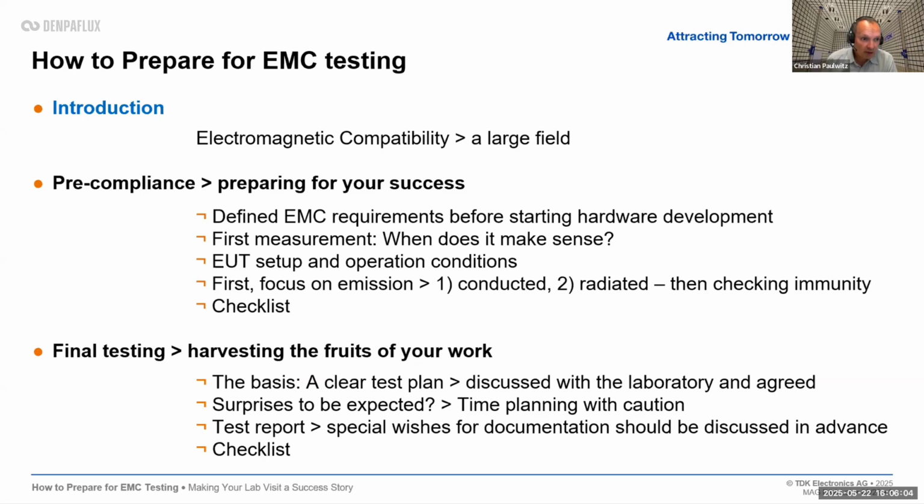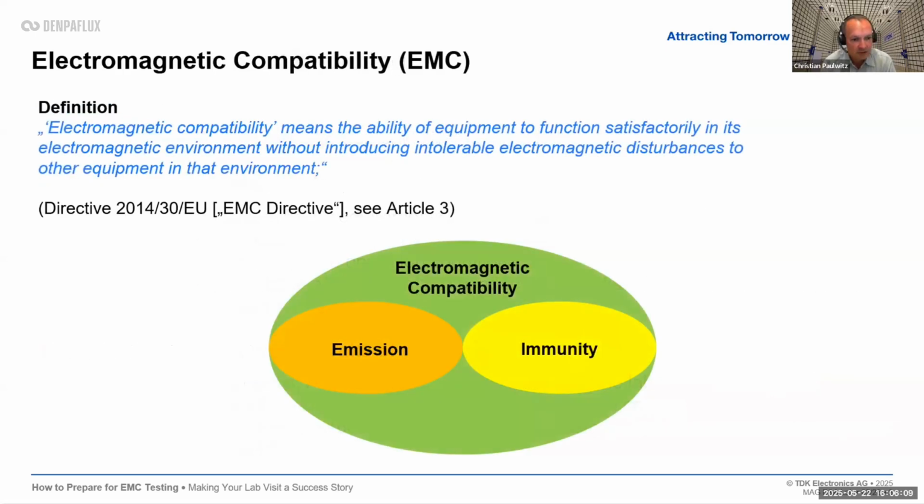Well, introduction. Electromagnetic compatibility, that's quite a large field. Let's start with the definition. I took it from the wording of the EMC directive, but it's not about regulation. You find quite the same wording in the international vocabulary of electrotechnical words. Electromagnetic compatibility means the ability of equipment to function satisfactorily in its electromagnetic environment without introducing intolerable electromagnetic disturbances to other equipment in that environment.